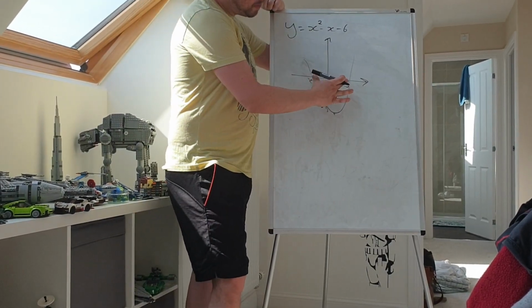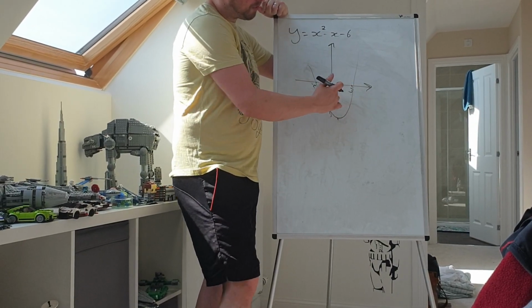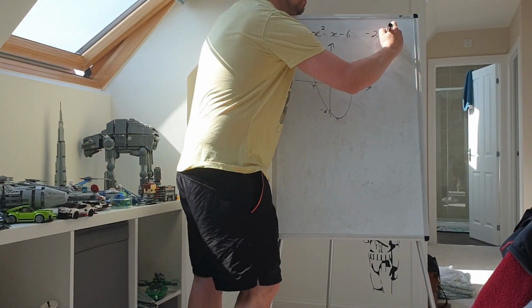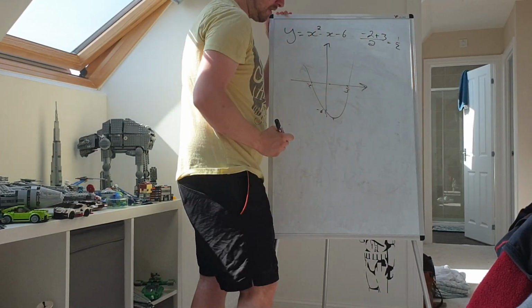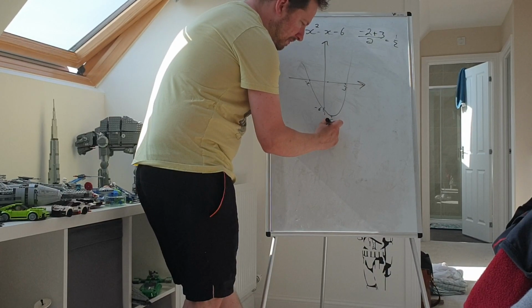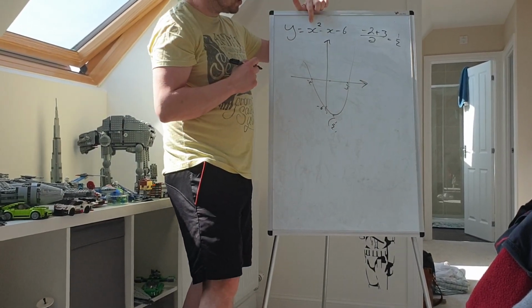What you can do is find the midpoint of 3 and -2. So if I do the midpoint of 3 and -2, the easiest way to do that is -2 plus 3 and divide by 2, which equals a half. So the x coordinate here is a half, and for the y coordinate, you need to substitute the x coordinate into that.